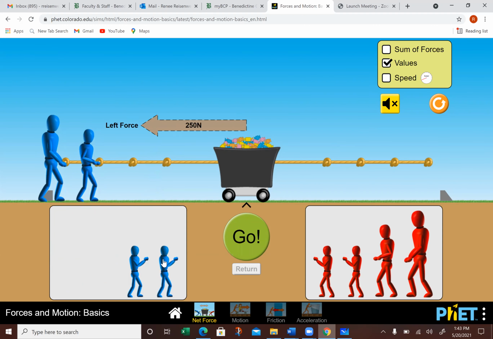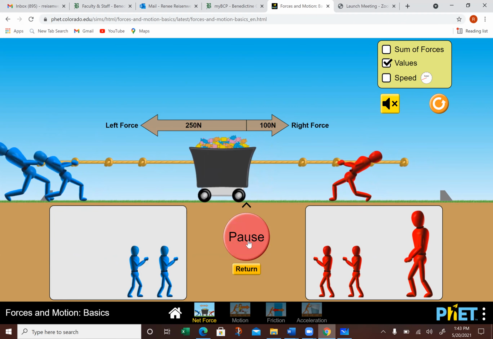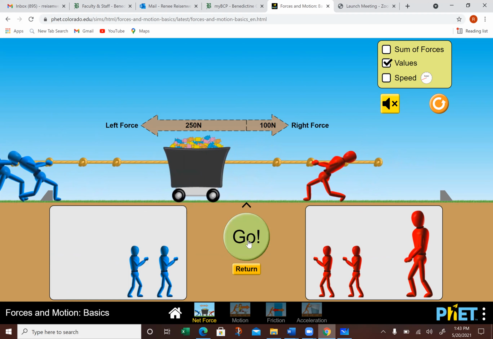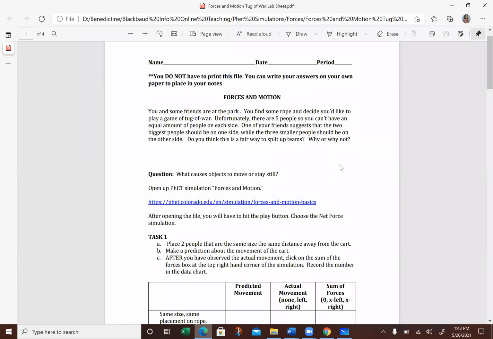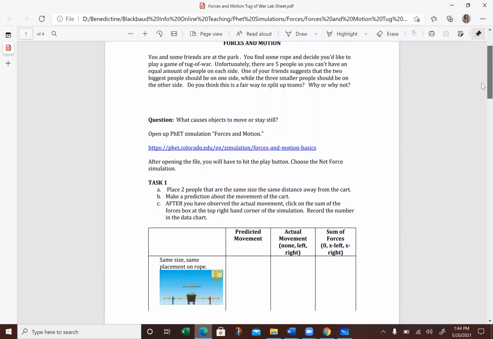As you can see, the amount of force going one way might be different than another. And when you hit go, it's just going to have the effect of the object moving in the direction of the greater net force. What you also can hit here is the sum of the forces. Of course, if you have 100 to the right and 250 to the left, you're going to be left with 150 to the left.